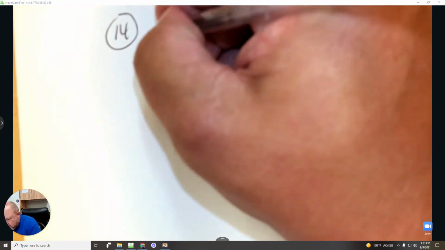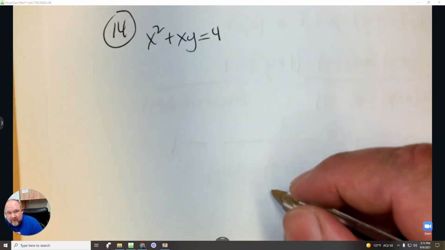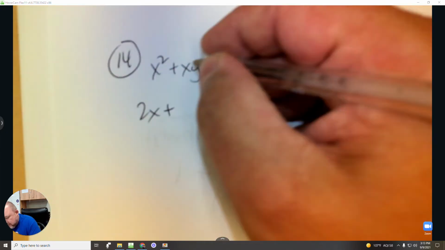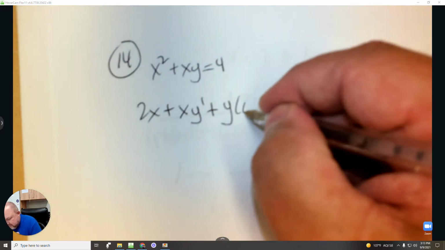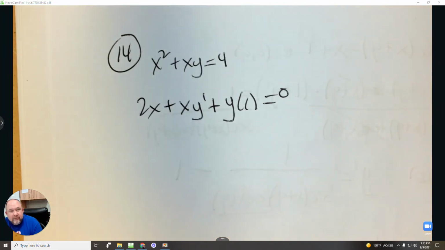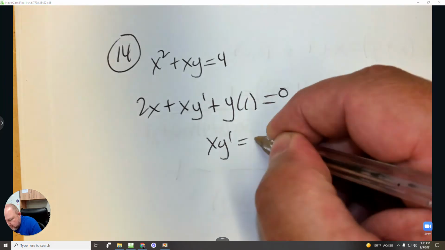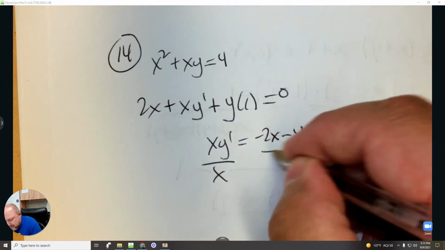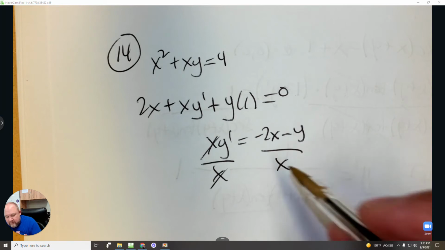We have x squared plus xy equals 4. We want to find the second derivative here, so we've got to find the first derivative. This is the product rule: the first times the derivative of the second, plus the second times the derivative of the first. The derivative of 4 is 0. So we're going to subtract 2x and subtract y and divide by x. So there's my first derivative: negative 2x, subtract y, divided by x.